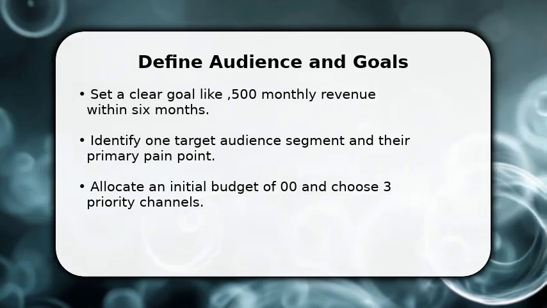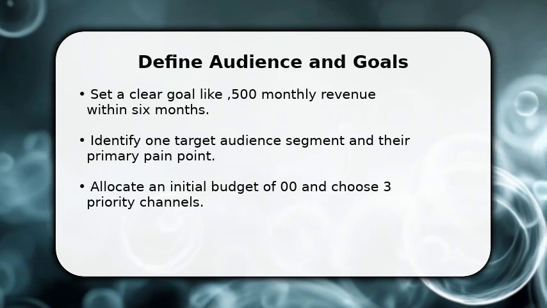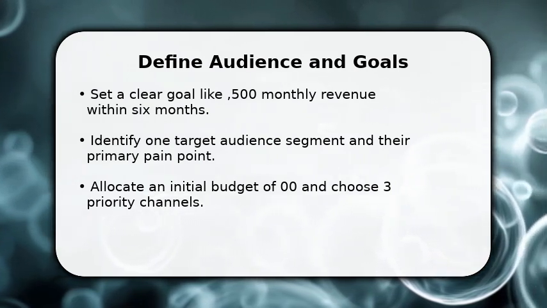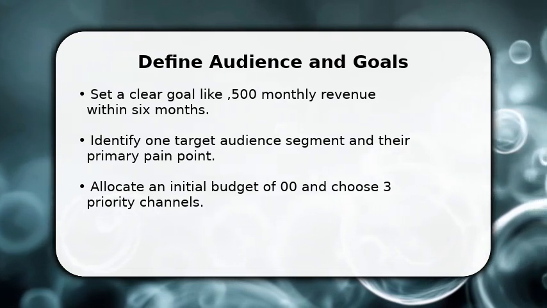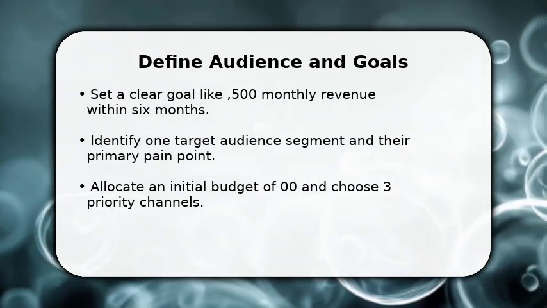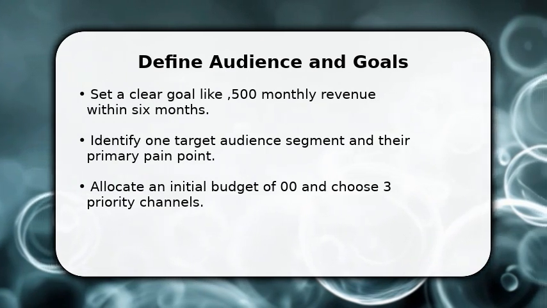Decide on an initial budget and timeline for testing campaigns. Allocate an initial budget of 0 and choose 3 priority channels to test. Finally, set a success metric and checkpoints every 2 weeks to review progress.